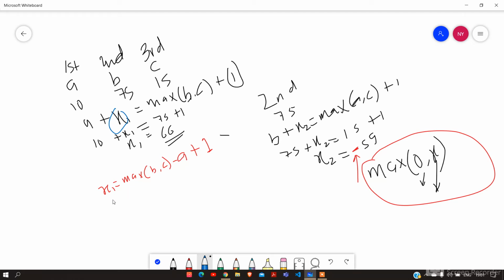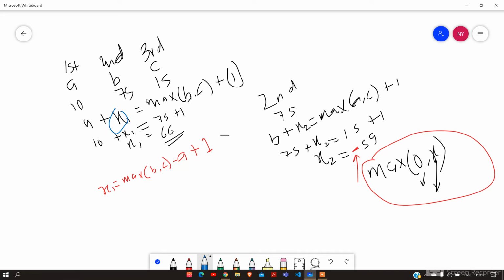So we can say here we have a formula for all the persons. For person A, the first person, we will write x1 equals max of B comma C minus A plus 1. For the second person we will write x2 equals max of A comma C minus B plus 1. Similarly for the third person. Now let's see for the second person.